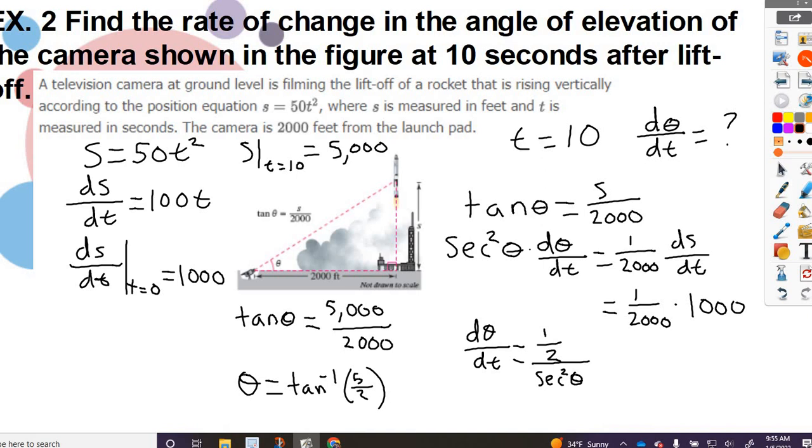What is this technically if we wanted to simplify our lives a little bit? If I have 1 over secant, that's the same thing as just having cosine, right? So I could also write this as 1/2 times cosine squared. Makes it a little bit easier to plug into your calculator instead of having to type in 1 divided by 1 divided by cosine.